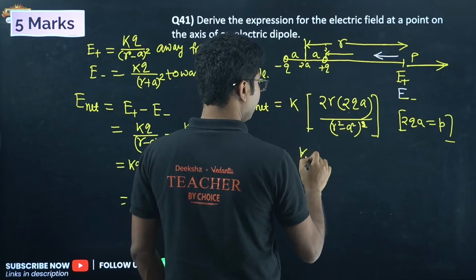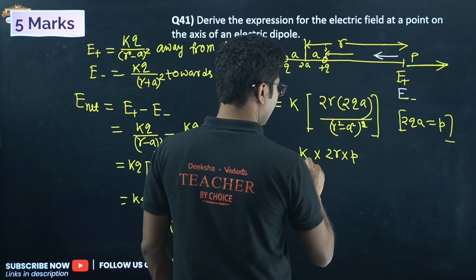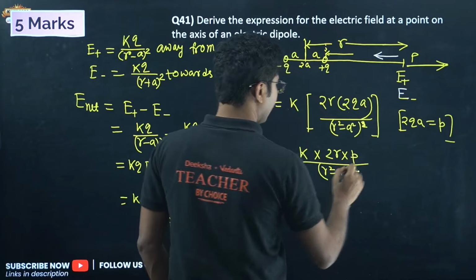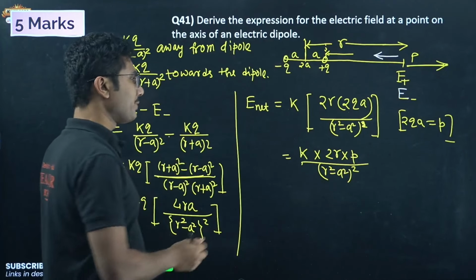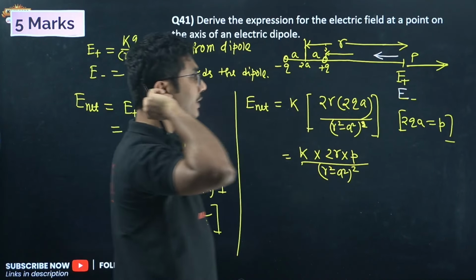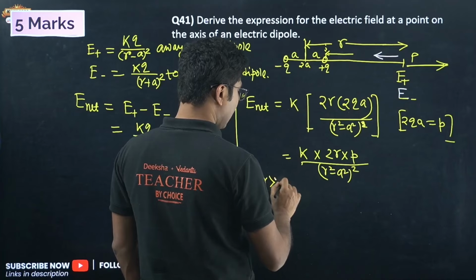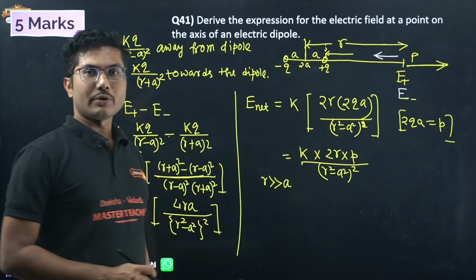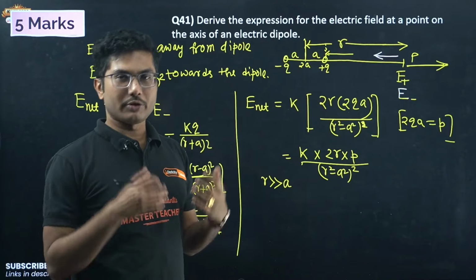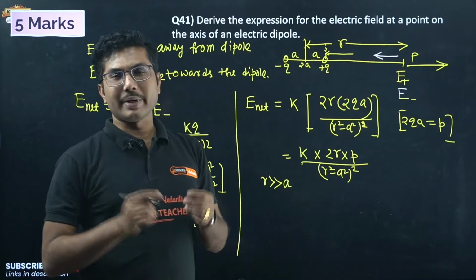So we will substitute that in this equation. We get k into 2r into p divided by (r squared minus a squared) whole squared. Now we will do one approximation. What approximation? Till this stage there is no approximation. Approximation will come after this, once you have substituted 2Qa with p. Now we approximate that r is very much greater than a. So distance r is much bigger than the distance between the dipole charges, because the definition of a dipole states that two equal and opposite charges are separated by a very small distance.